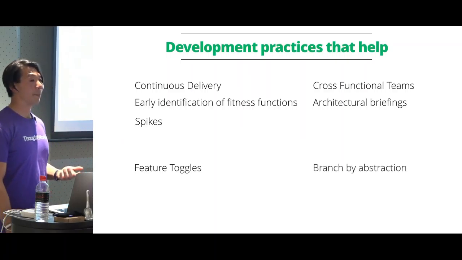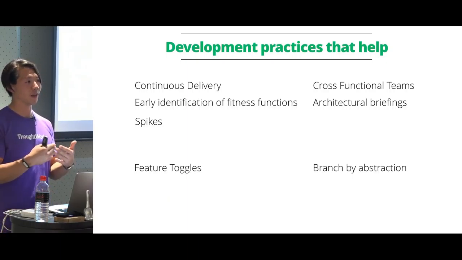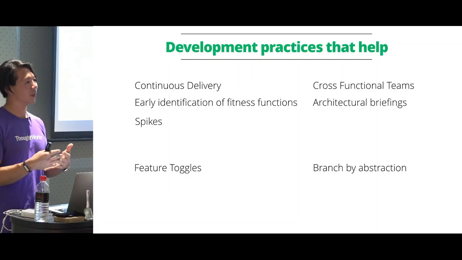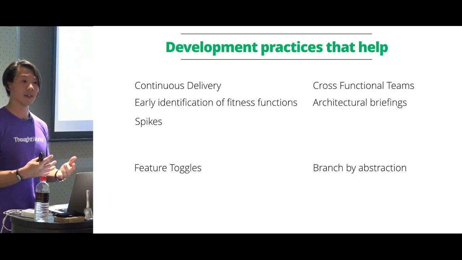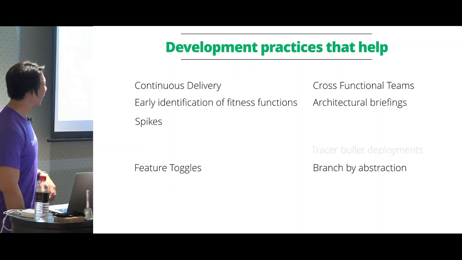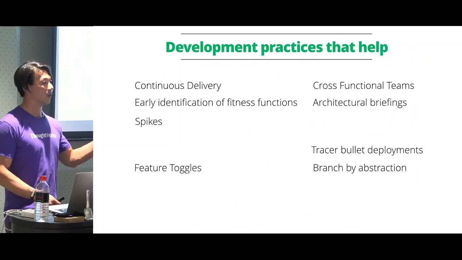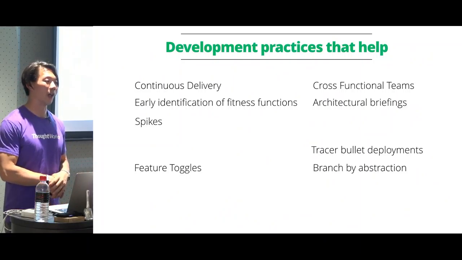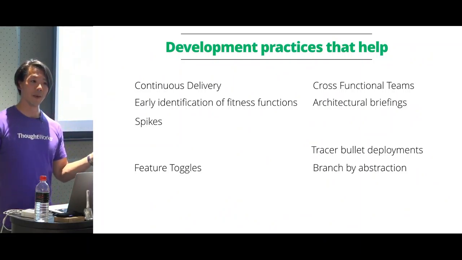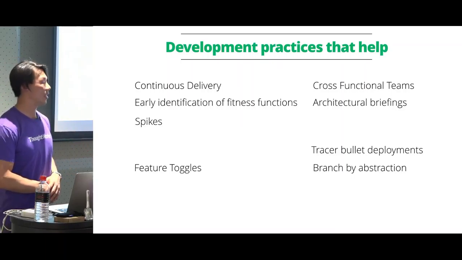Another approach might be branch by abstraction, because in trying to introduce change, you're actually thinking about what's the right type of abstraction for the behavior that I'm trying to replace. And so you hopefully improve the design as you go as well. Tracer bullet deployments can definitely help as well. So we talked about getting your software into production really early, and you don't need a fully developed system in order to test that path to see whether or not that actually is easy to do.